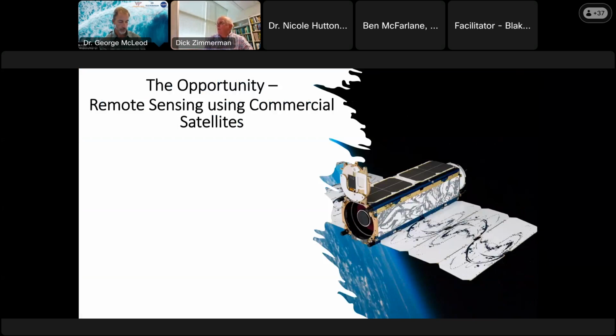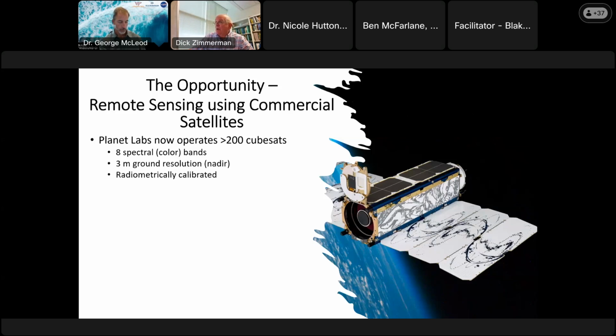So we've been exploring the opportunity of using the small commercial satellite program that NASA has been supporting. We've been focusing on the satellite program operated by Planet Labs, which now has over 200 CubeSats flying in orbit. These satellites provide 8 spectral color bands. They provide 3-meter ground resolution at nadir. They are radiometrically calibrated, and they're now providing an atmospherically corrected product.